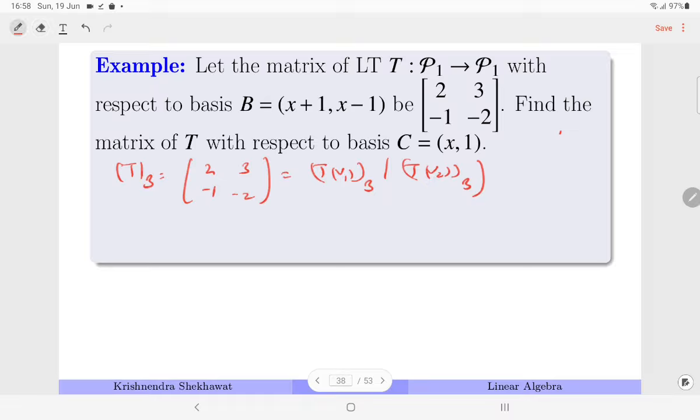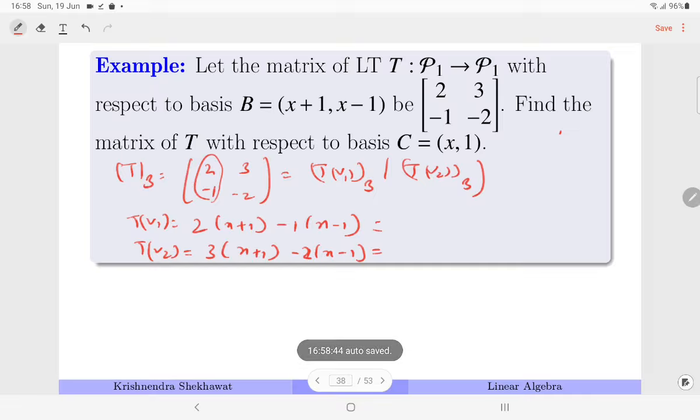So it means that once I am given the coordinates and I have the basis B, I can compute T of V1. So T of V1 is 2 times (x plus 1) plus 1 times (x minus 1), which is the first column, and T of V2 is 3 times (x plus 1) plus (-2) times (x minus 1). Yes, so now I have T of x plus 1 and T of x minus 1.